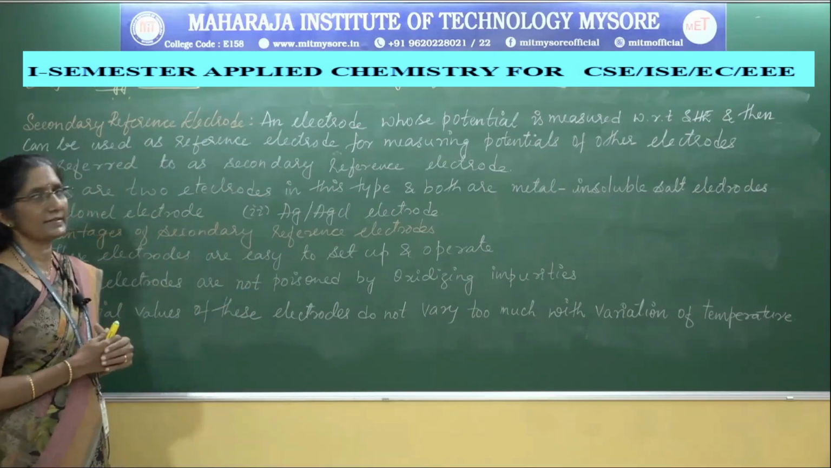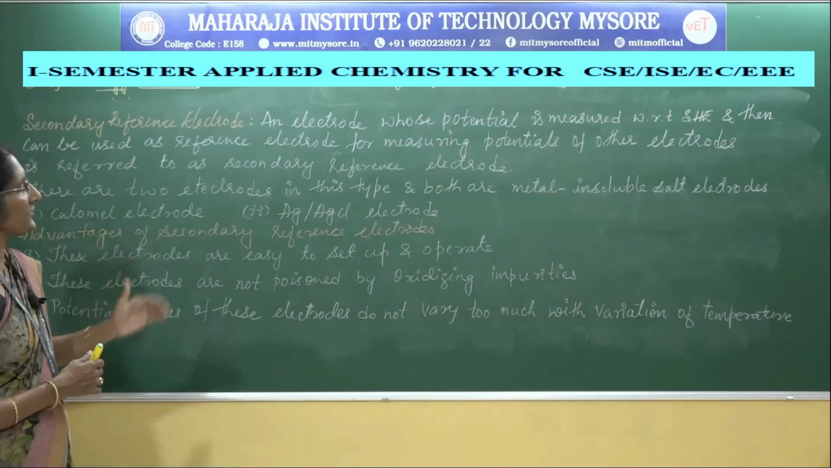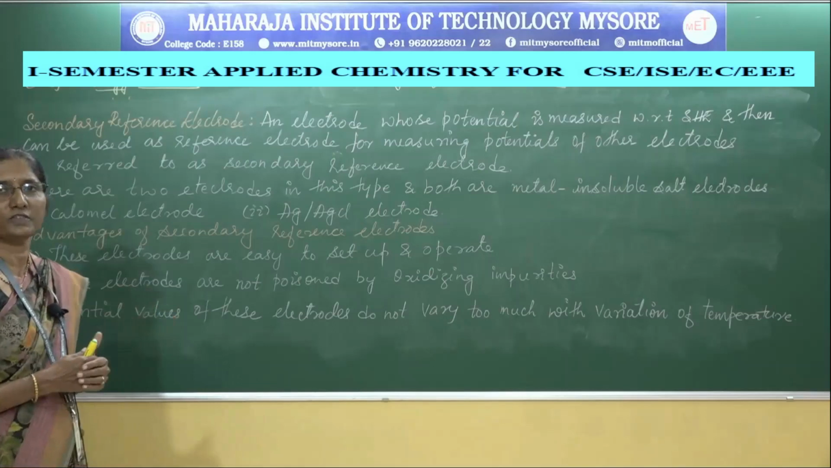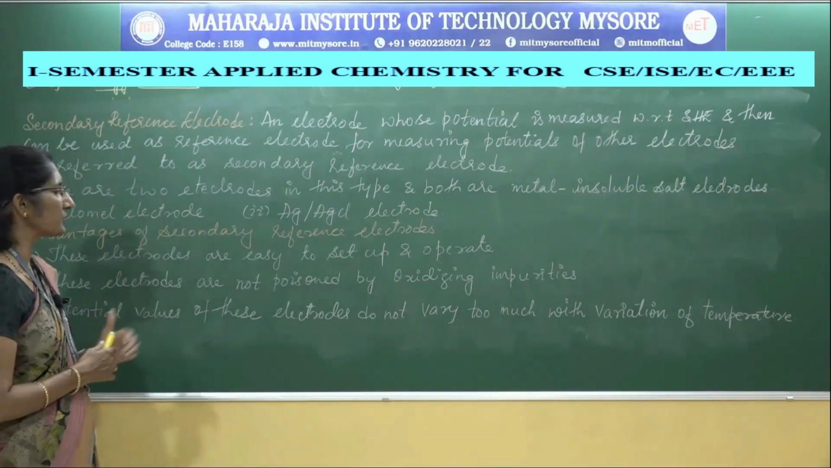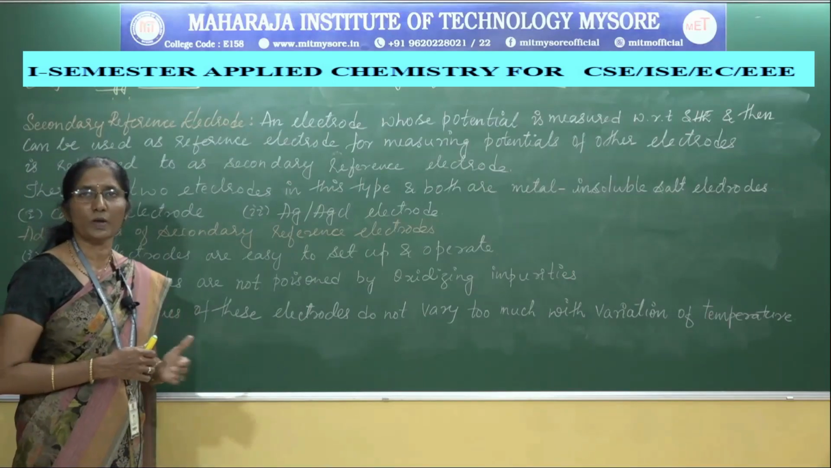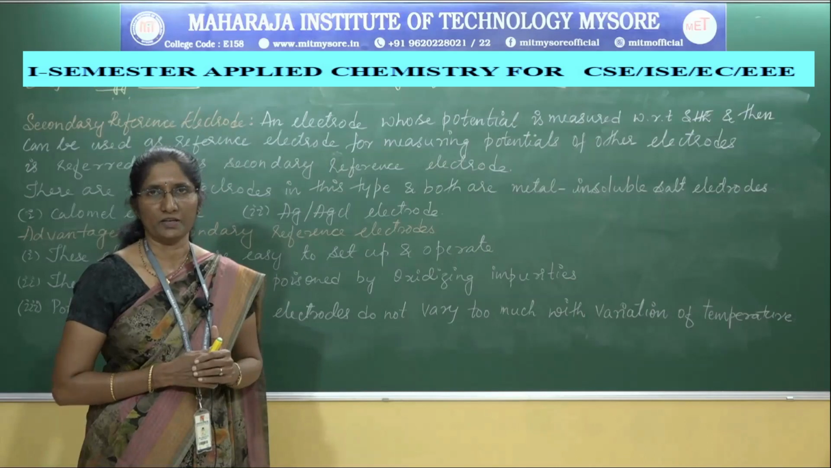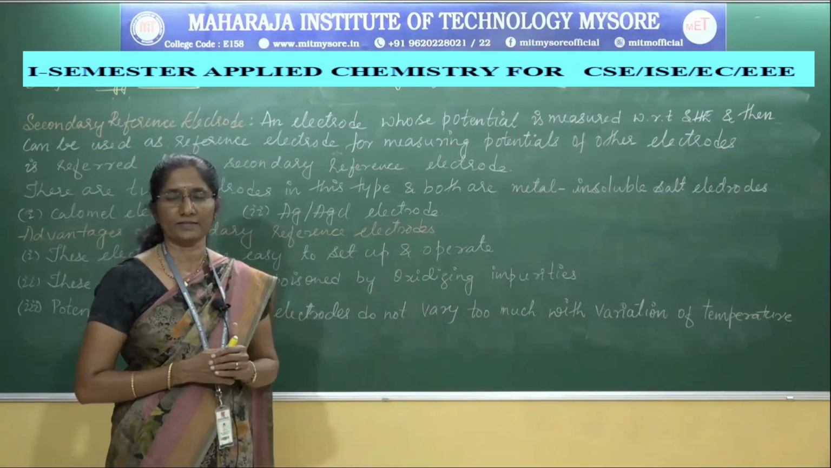What are the advantages of secondary reference electrodes? These electrodes are easy to set up and operate, they are not poisoned by oxidizing agents, and the potential values of these electrodes do not vary much with variation of temperature.